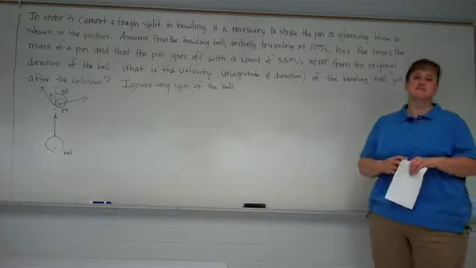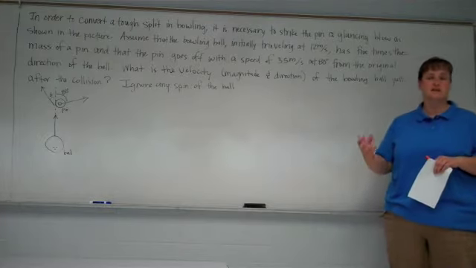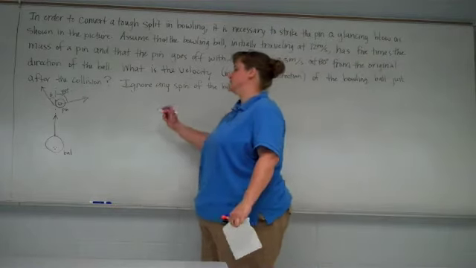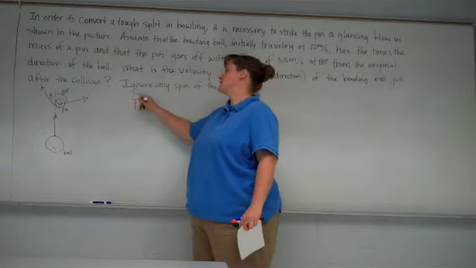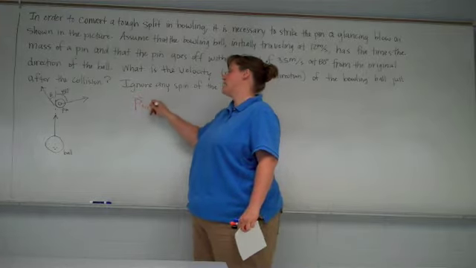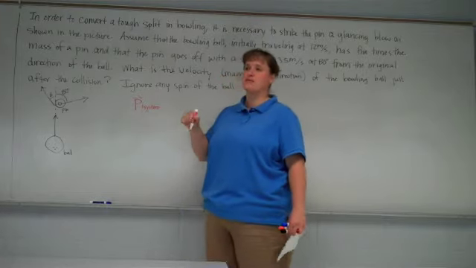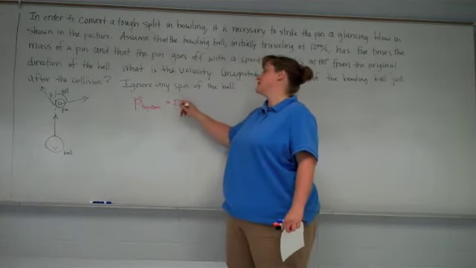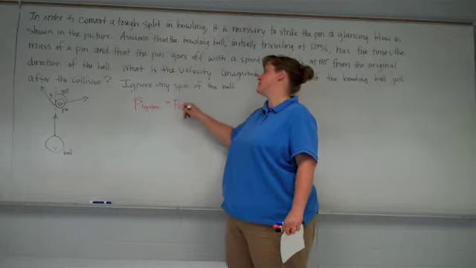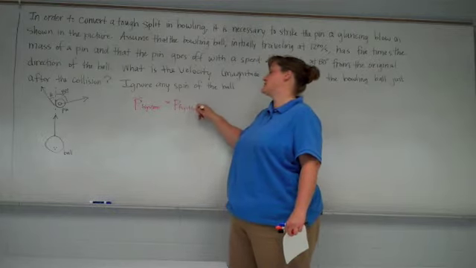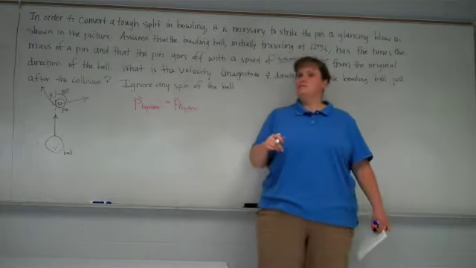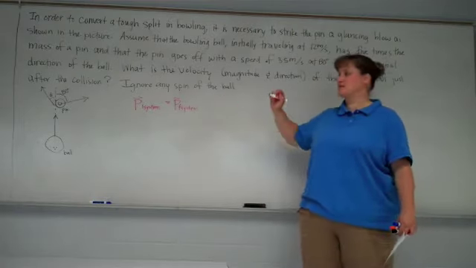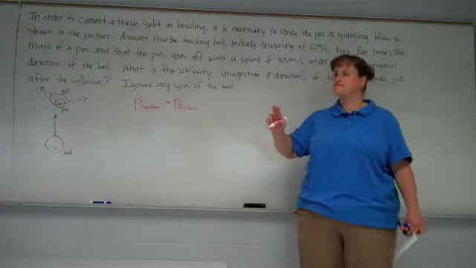So this is a collision. The bowling ball hits the pin, makes the pin move. For any collision at all, we know that momentum must be conserved, as long as we look at immediately before the collision happened versus immediately after the collision happened. So the initial momentum of our system has to equal the final momentum of our system. Our system are the objects involved in the collision, so our system consists of the bowling ball and the pin.